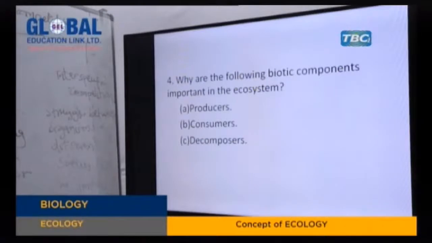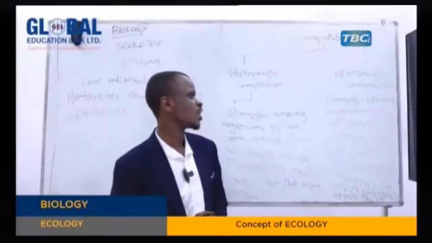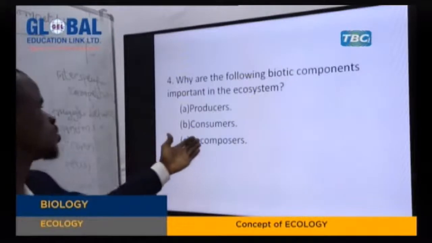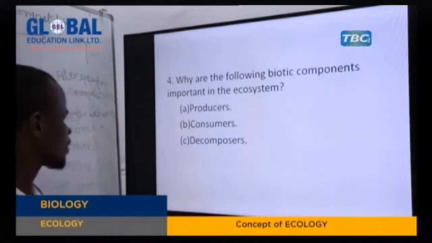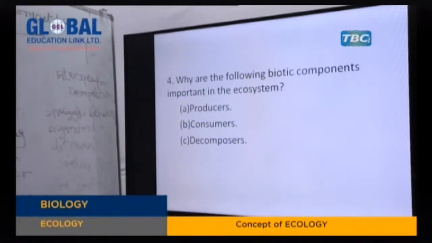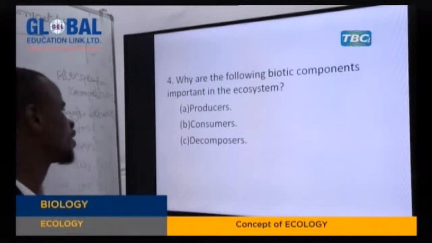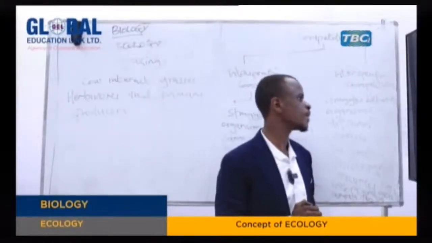If we go to part B, the importance of consumers in the ecosystem. Consumers give out carbon dioxide required by producers for photosynthesis. Consumers ensure nutrient circulation and energy flow. Examples of consumers, for example, lion. Lion is important in the ecosystem. Then, part C, decomposers ensure nutrient circulation and energy flow in the ecosystem. Decomposers break down dead organic matter. Therefore, they set the nutrients free. For example, nitrogen and phosphorus are set free from dead organisms, which can be consumed by producers. Then producers can be consumed by consumers.